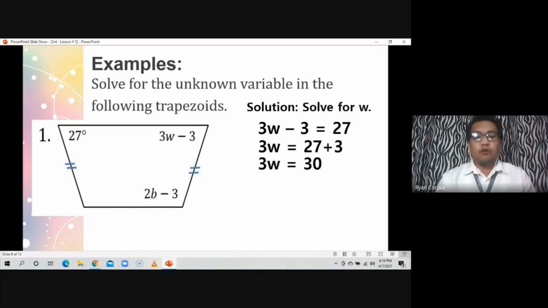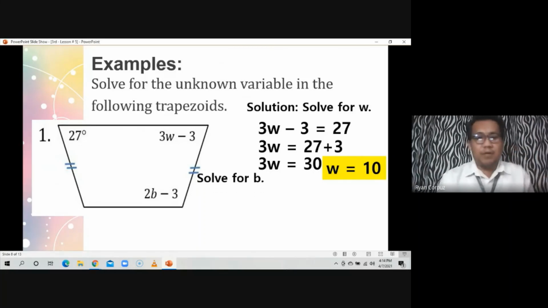So to solve for W, divide both sides of the equation by 3. So that W will be equal to 10. So we know already the value of W, that will be equal to 10. Next, let's solve this time for B.